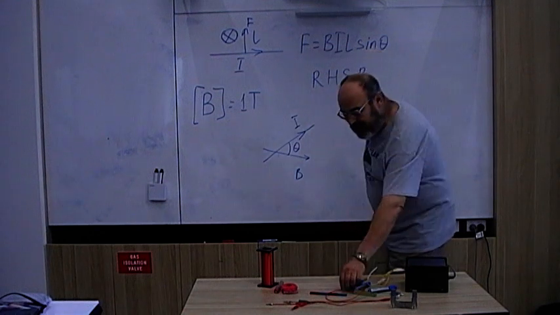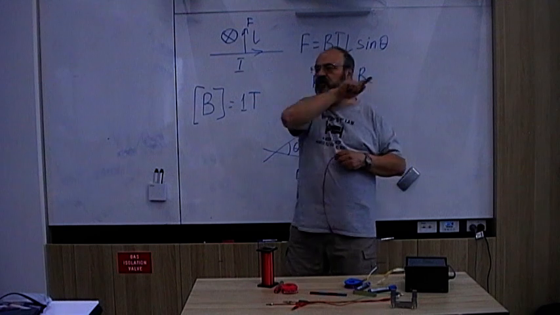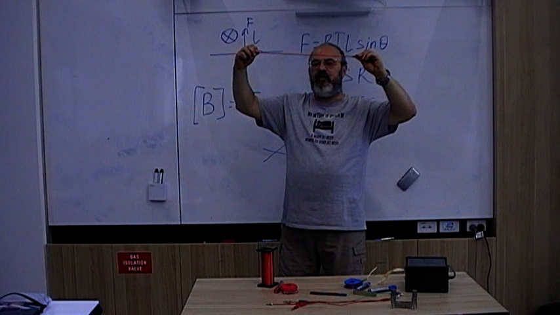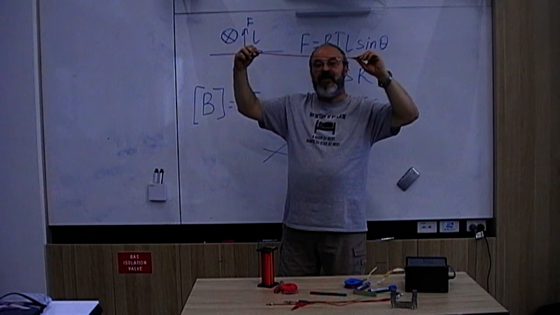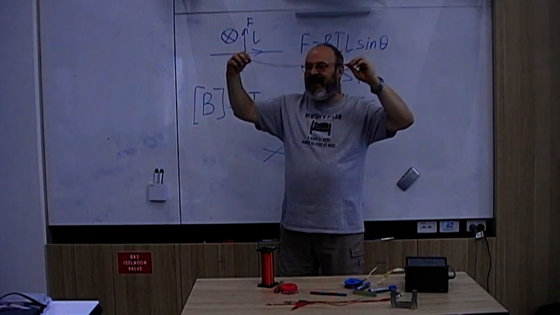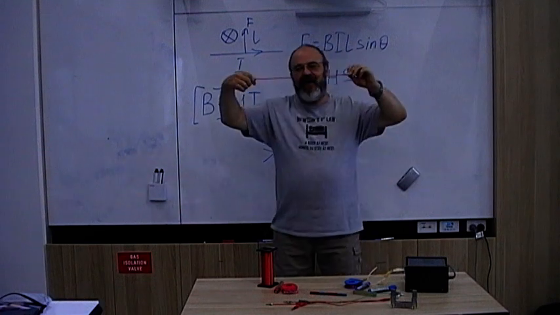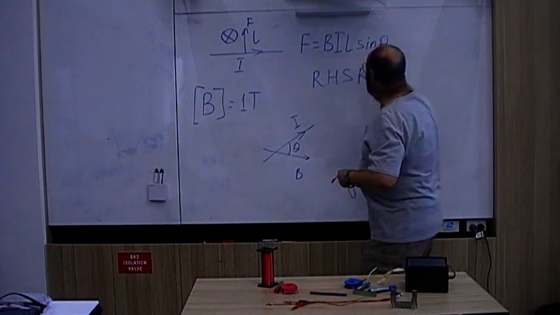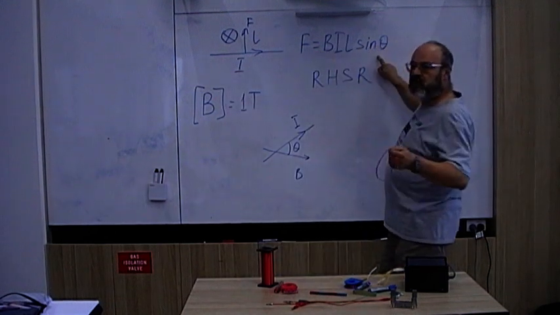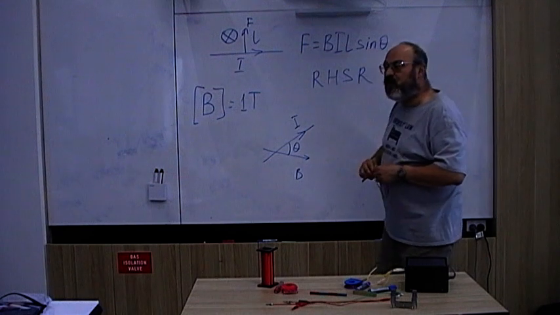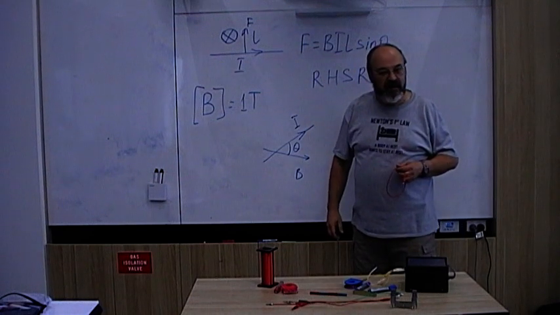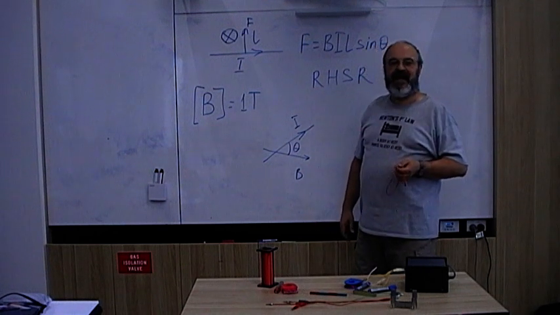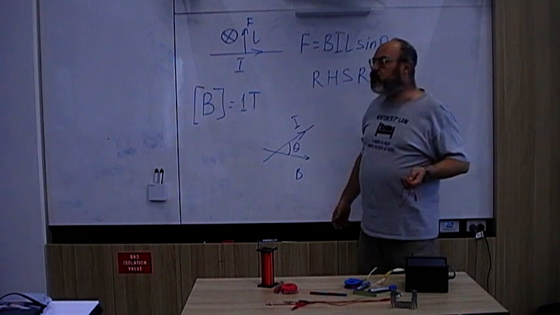So, if you have a magnetic field, let's say this way, and the current is positioned along it, what will be the force acting? Zero. What is the angle between the magnetic field and the current? Zero. Sine zero is zero. So if we place the wire along the magnetic field, there will be no force on the wire. And the biggest force will be for what angle?